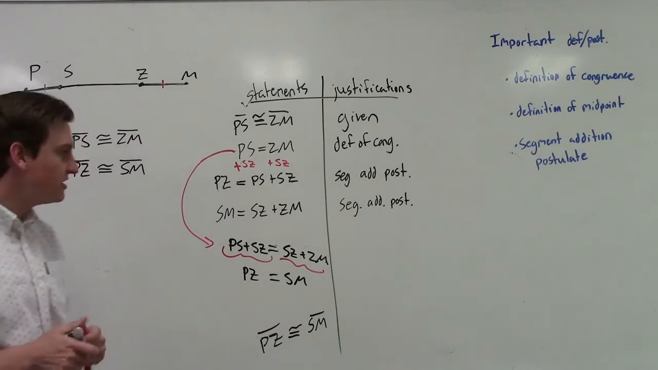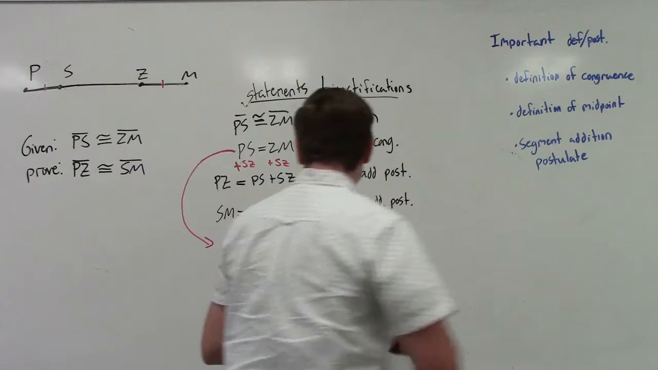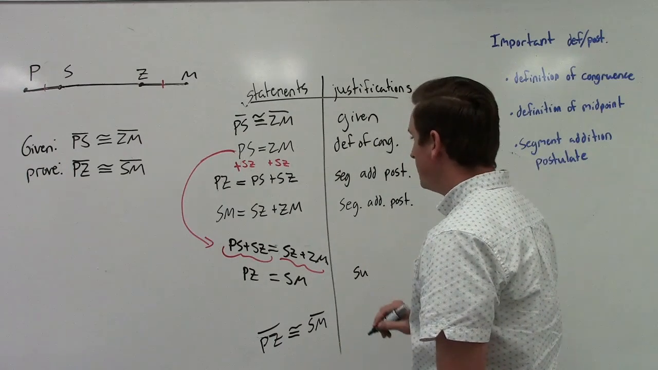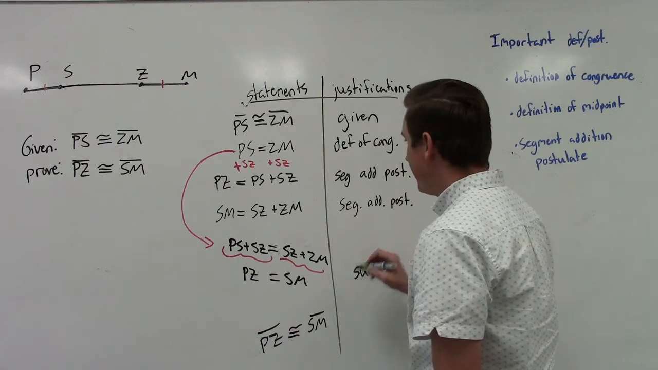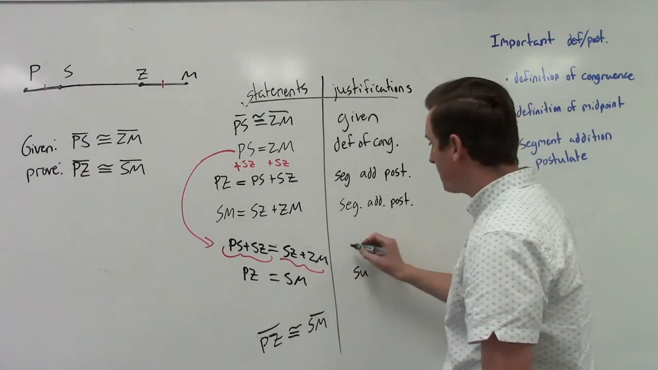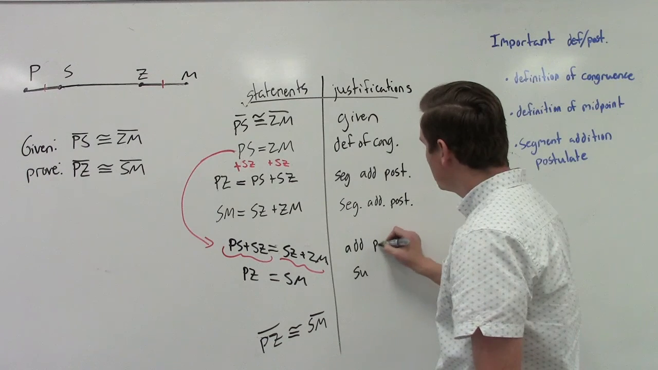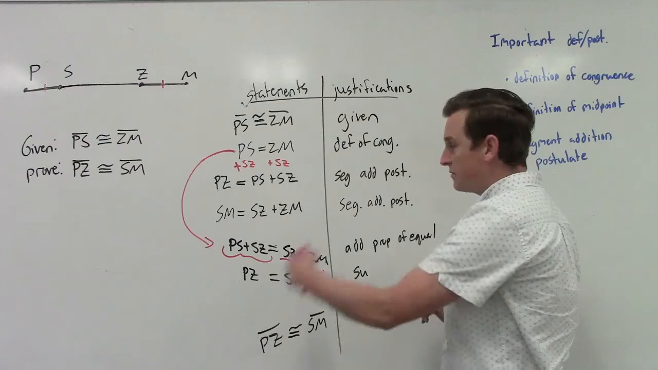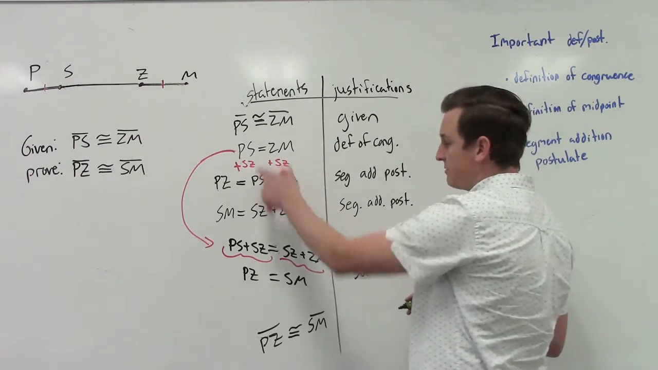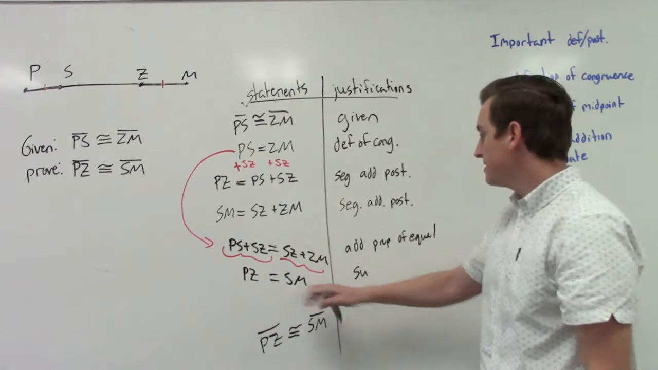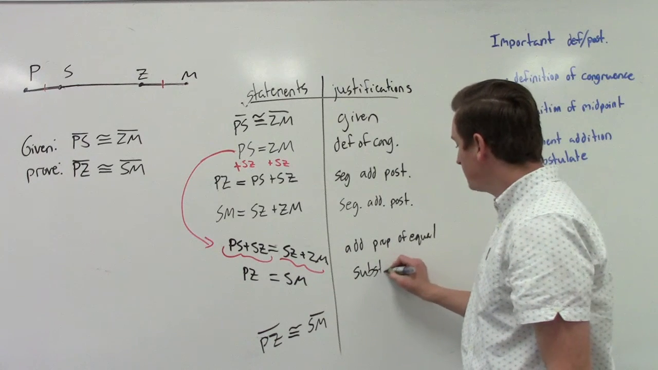What property allows me to do that? The substitution property of equality. Actually, we forgot to add the addition property of equality here. That's what we did: addition property of equality, added this to both sides. We forgot that justification. I got excited. Then here, this is the substitution property of equality.